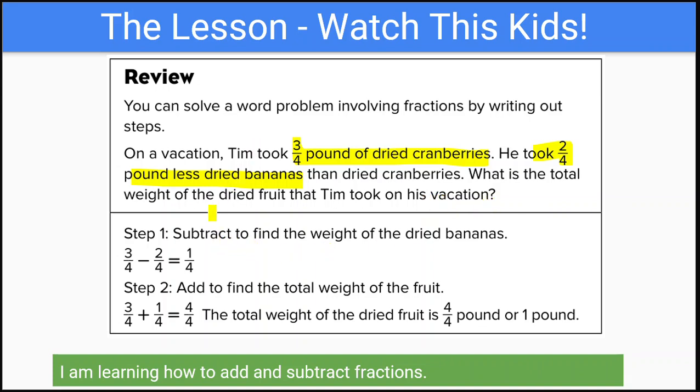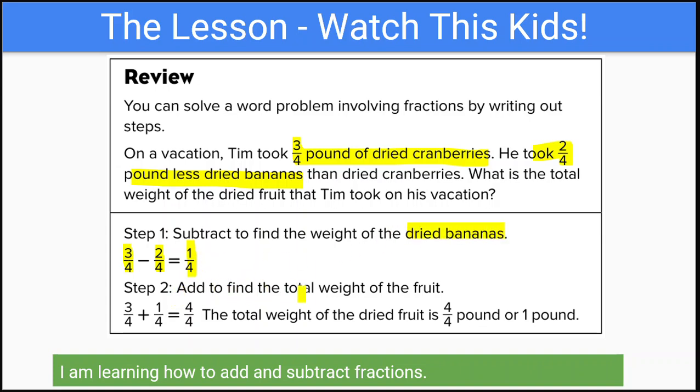Well, step one is we want to go through and subtract to find the weight of the dried bananas. The cranberries were 3/4 of a pound, and the dried bananas were 2/4 of a pound less than that. So 3/4 take away 2/4 leaves you with 1/4. The dried bananas were 1/4 of a pound.